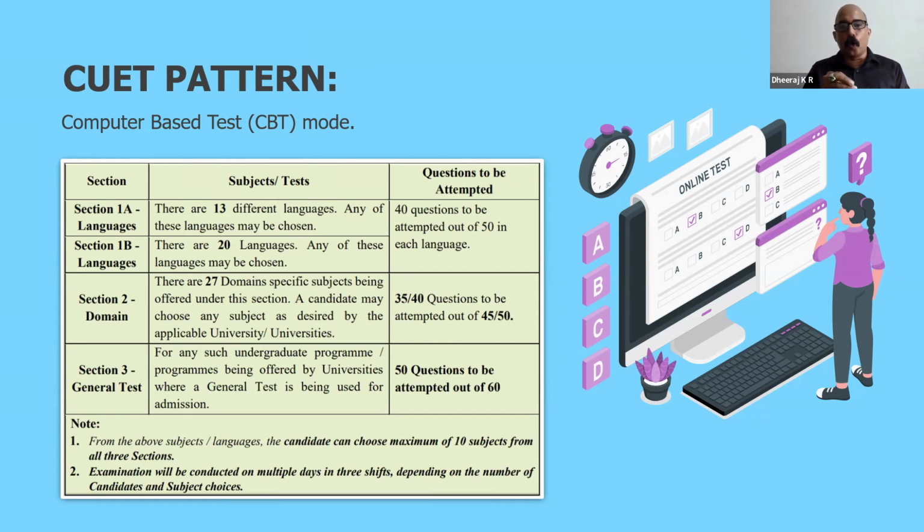Suppose you wish to go for BSc Physics or BSc Maths or BSc Chemistry, you need to take at least 3 domains which you have studied in your +2. That can be physics, chemistry, or maths. Got my point? So it is very clearly given in the CUET website.